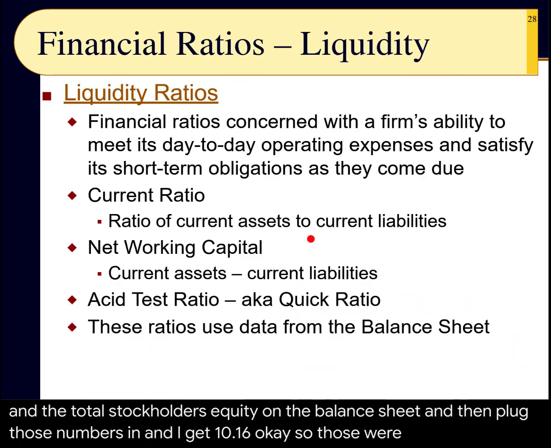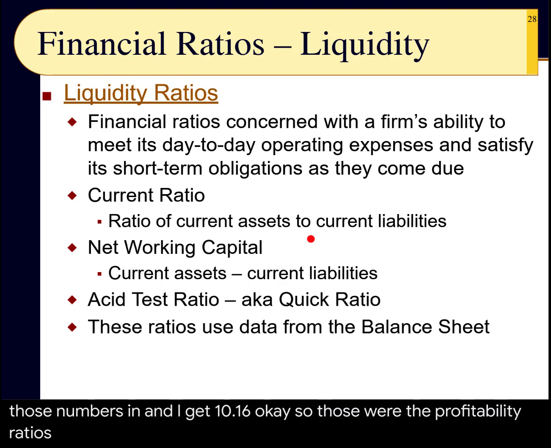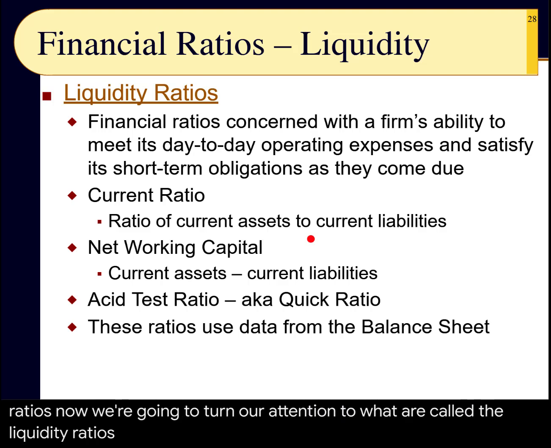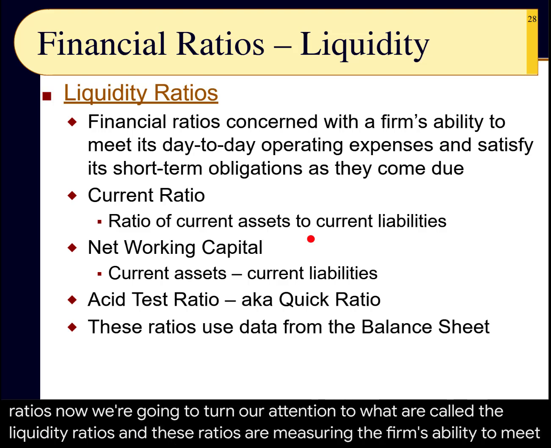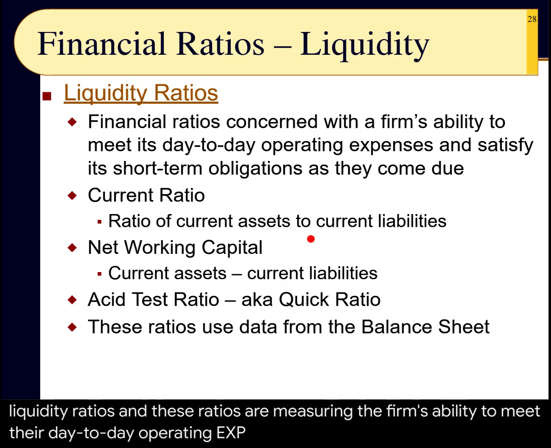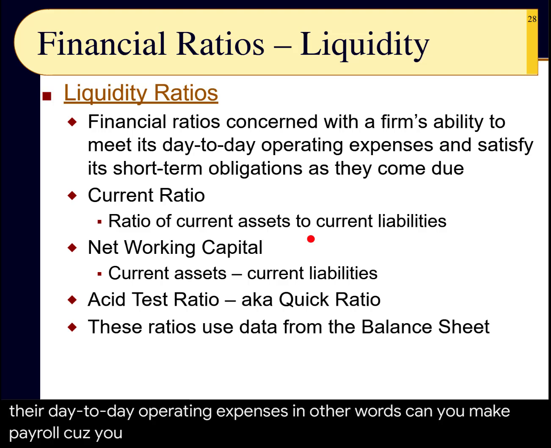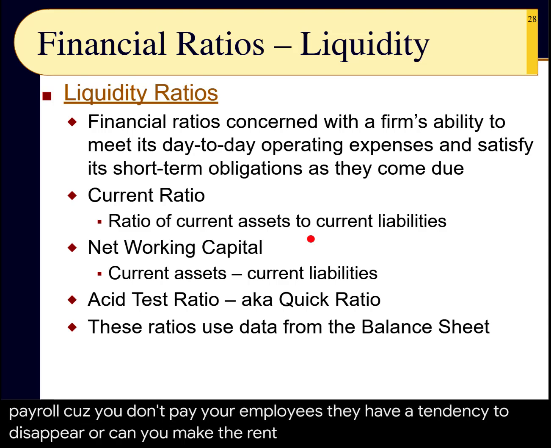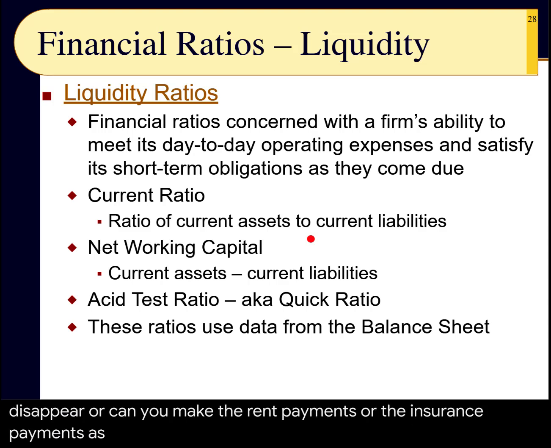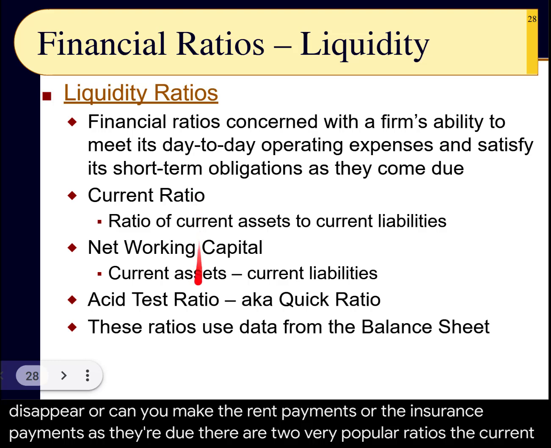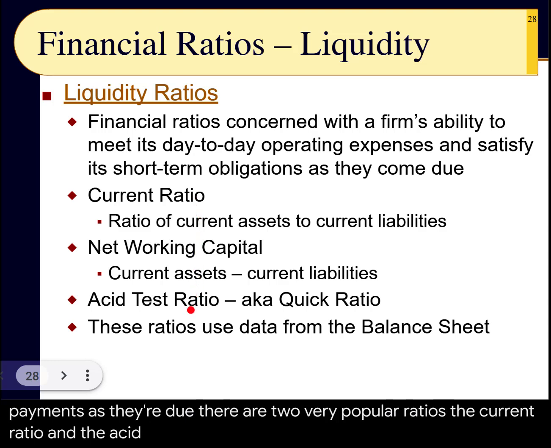Okay. So those were the profitability ratios. Now we're going to turn our attention to what are called the liquidity ratios. And these ratios are measuring the firm's ability to meet their day-to-day operating expenses. In other words, can you make payroll? Because if you don't pay your employees, they have a tendency to disappear. Or can you make the rent payments or the insurance payments as they're due? There are two very popular ratios, the current ratio and the acid test ratio.